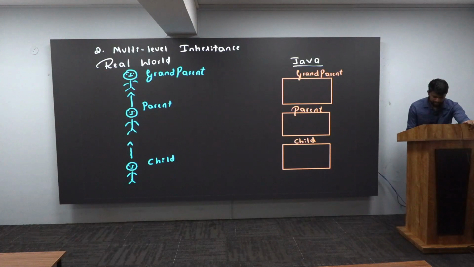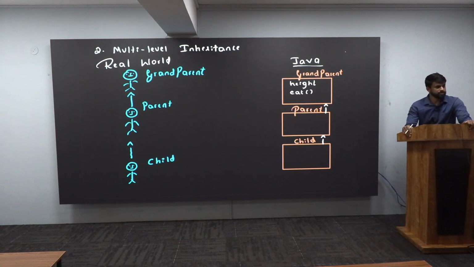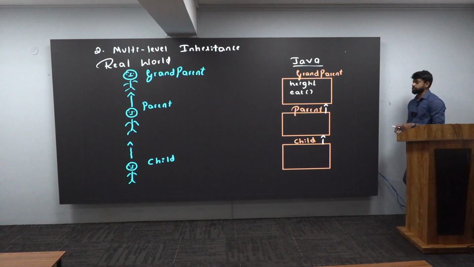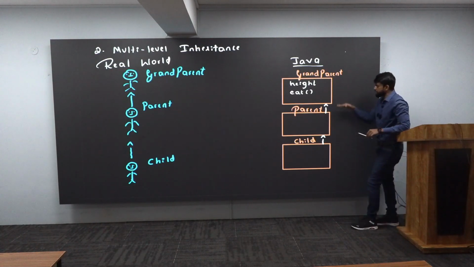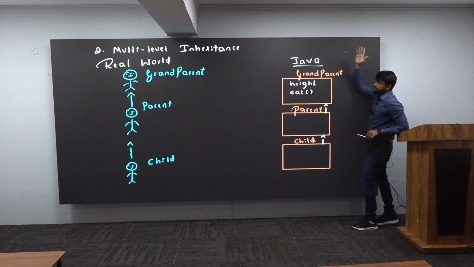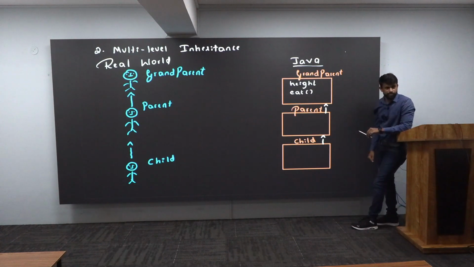Now parent is inheriting from the grandparent, and child is inheriting from the parent. But let me give some behavior as well as property in the grandparent. Let me give height as the property. Let me give eat as the behavior. Okay. So now some students will think that there should be only 3 levels, then only this is known as multi-level. No. You can have 3, 4, 5, 6, infinite. This is multi-level.